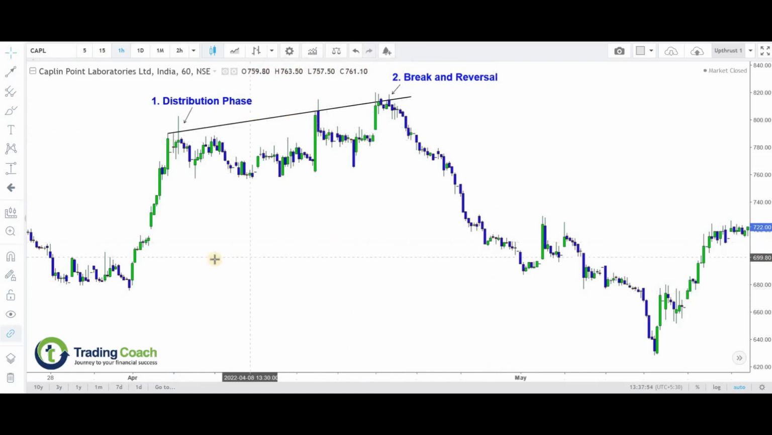Take a look at these notes which I have written over here. We have a nice distribution phase, and right after it the prices tested this resistance level multiple times. It was a parallel resistance. The third time the prices tested this resistance, it had a minor break, and right after that the prices quickly reversed. All the traders who bought the stock exactly at this point are completely trapped in the market.